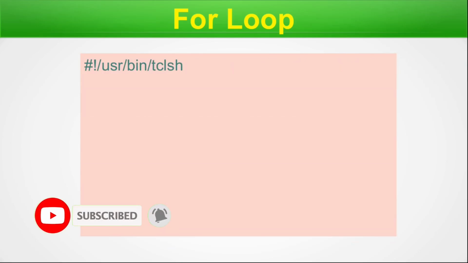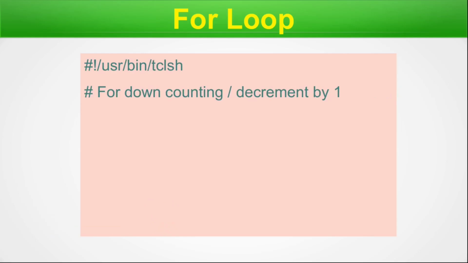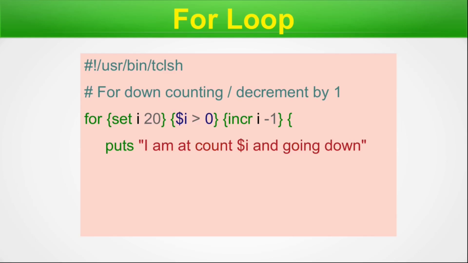We start our script here, and this is for down counting, or decrement by 1. Here we write for set i with 20, initialize i with 20, the condition is $i greater than 0, and we use the incr function, so incr i with -1. So we will be decreasing i by an integer value of 1 at a time. Now the body starts, similar to the previous one. We are printing the value, and after 200 milliseconds we are updating it, and we are closing the body. So this is the decrement example. I think it explains itself why I have shown it, so let's move on to the next one.